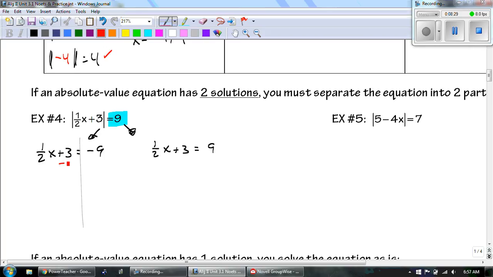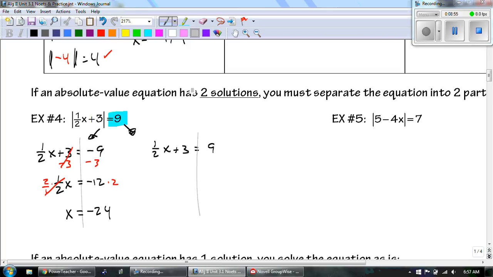Okay, so we would subtract 3. I'm going to solve each one of these individually. We get 1/2 x equals negative 9 minus 3 is negative 12. And to get the x by itself, I multiply by the reciprocal, which is 2. And then negative 12 times 2, we get negative 24.